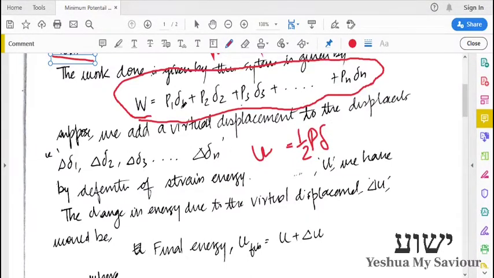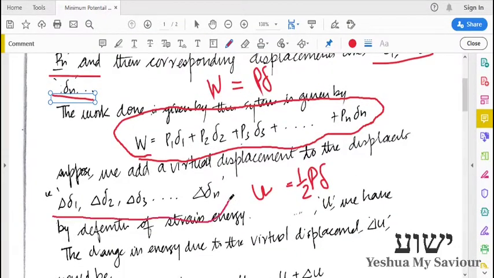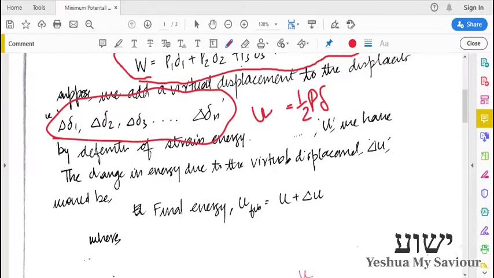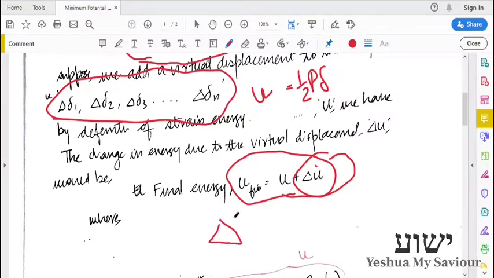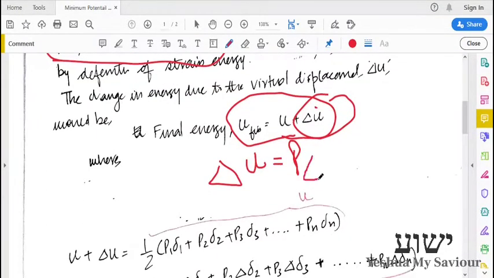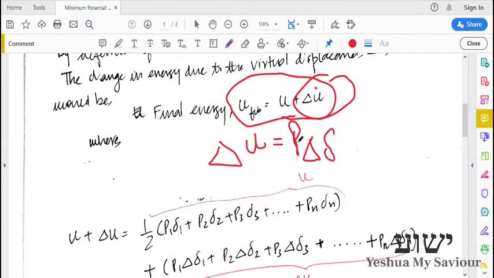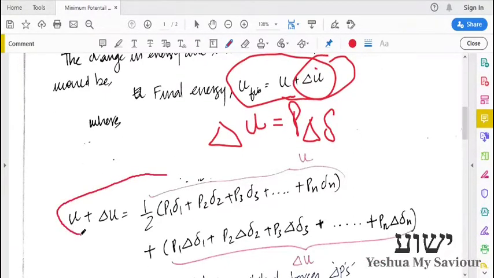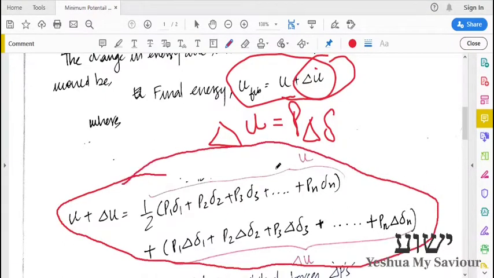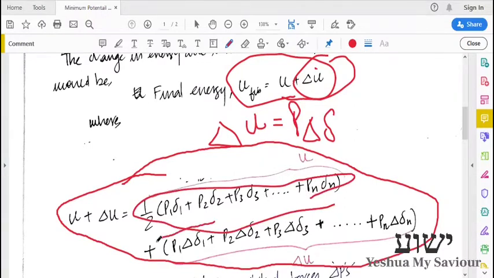So suppose that we are considering a virtual displacement delta 1, delta 2, etc., delta n for each load. Then the change in energy is given by delta U, and the final energy is given by U plus delta E, where delta E is equal to the load, that is P, into delta. So again, as I said in Maxwell's reciprocal theorem, we don't have a half here, so the total energy is given by this, where U is this half and delta E is this.